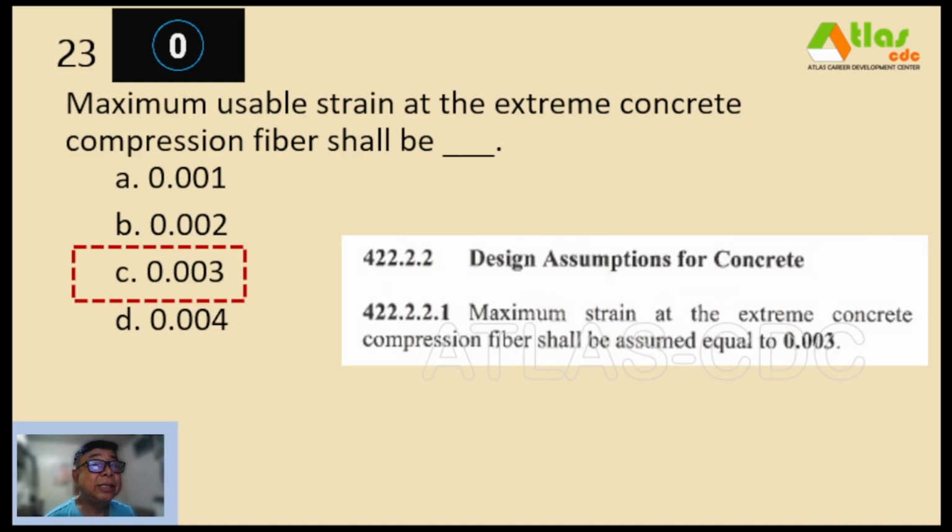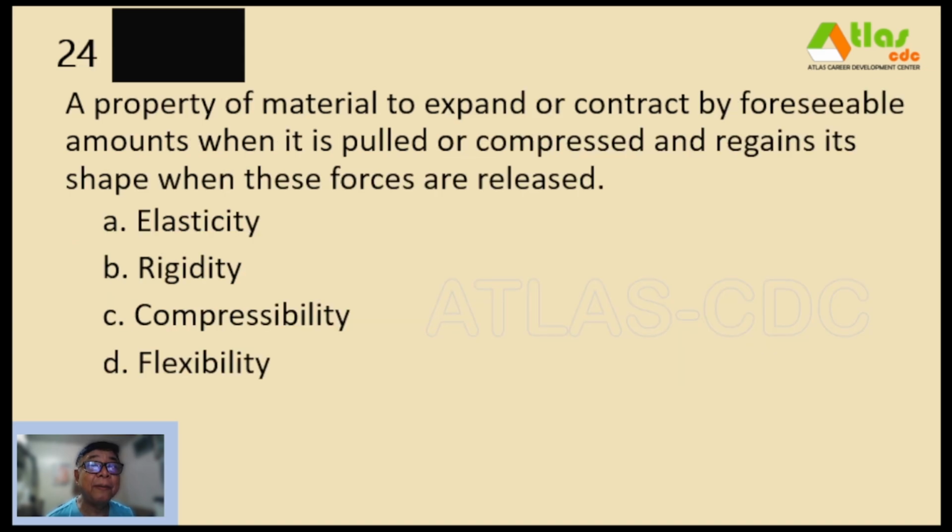So the design assumption for concrete states that the maximum strain at the extreme concrete compression fiber shall be assumed equal to 0.003. 24. A property of material to expand or contract by foreseeable amounts when it is pulled or compressed and regains its shape when these forces are released. A. Elasticity. B. Rigidity. C. Compressibility. And D. Flexibility.